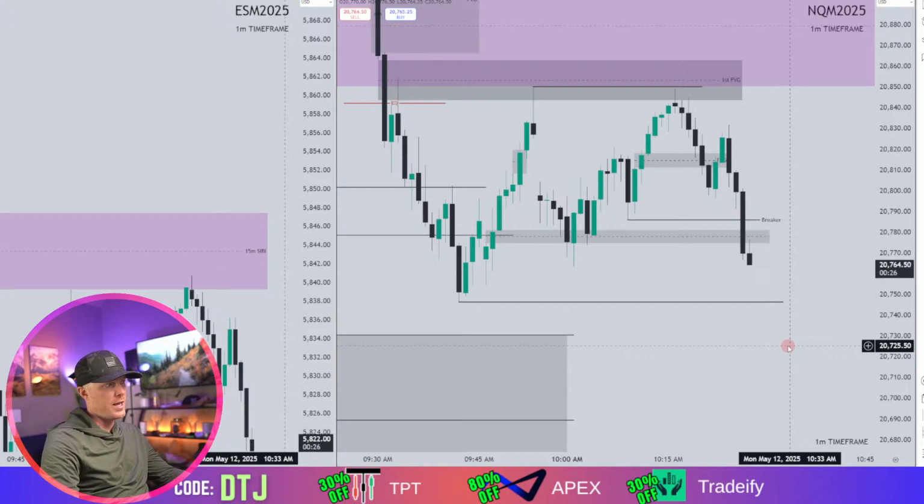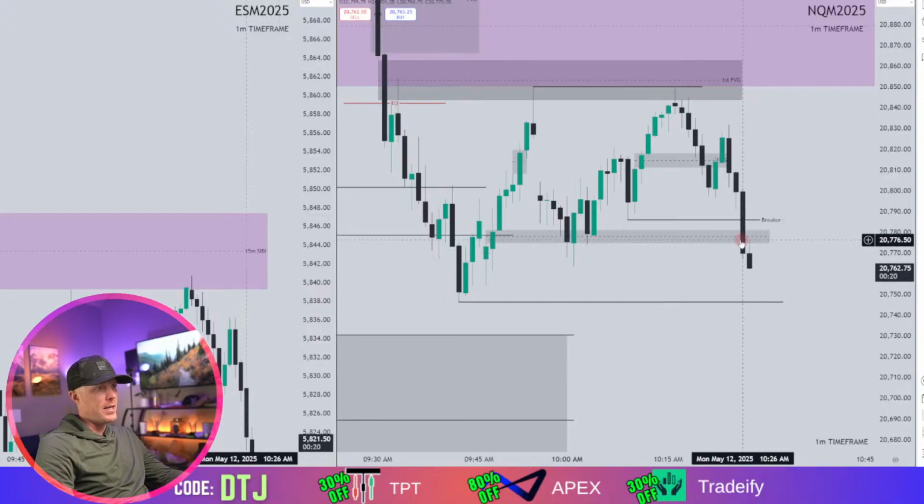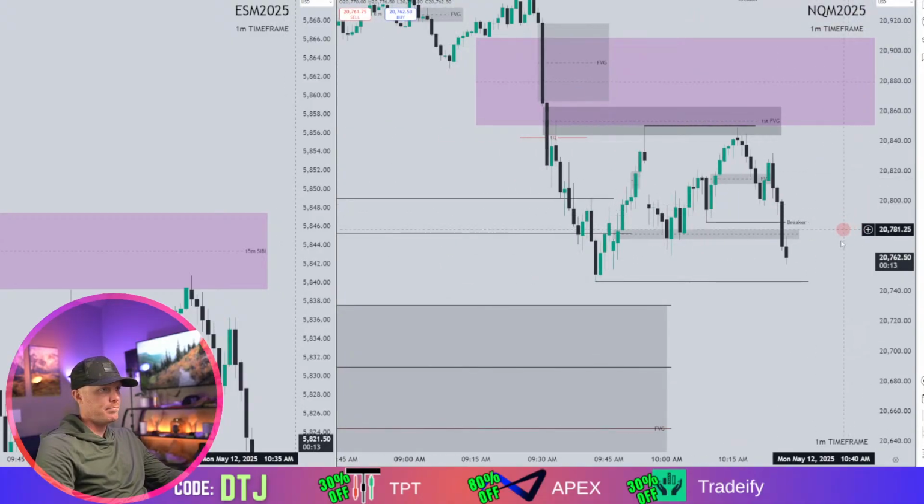It was touched on ES. I understand that. I wanted it to touch on NQ. And I know that's an SMT and I could take a short, but I kind of already made up my mind.